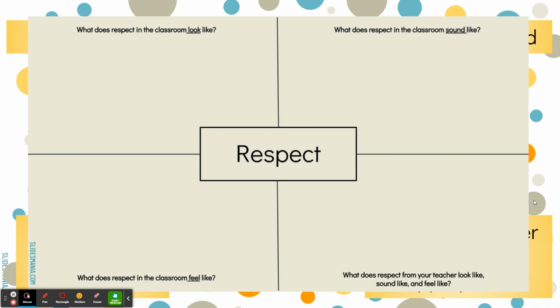On the next slide, you'll see a chart similar to the one I used with my upper elementary and middle school students. In small groups, they would discuss what being respectful looked like in the classroom, what it sounded like, and what it felt like, and what they hoped their teacher does to show respect to them and the whole class. Please use the text boxes on the next slide to add ideas that you hope to see in your classroom.